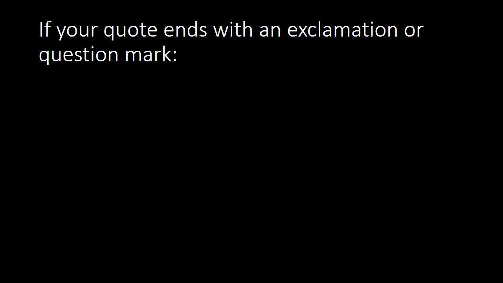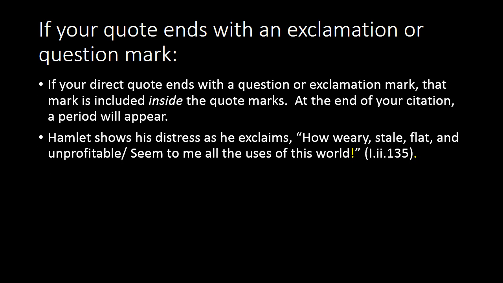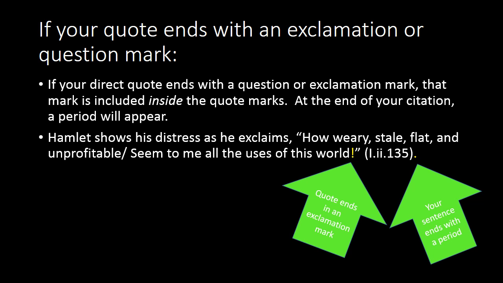If your quote ends with an exclamation or question mark, though, the rules are a little different. You include the exclamation or question mark in your quote marks to show the emotion the author was including. Then you use a period after your citation. Check out the example to see this. The exclamation mark is included inside the quote mark. A period is included outside of the final parentheses.